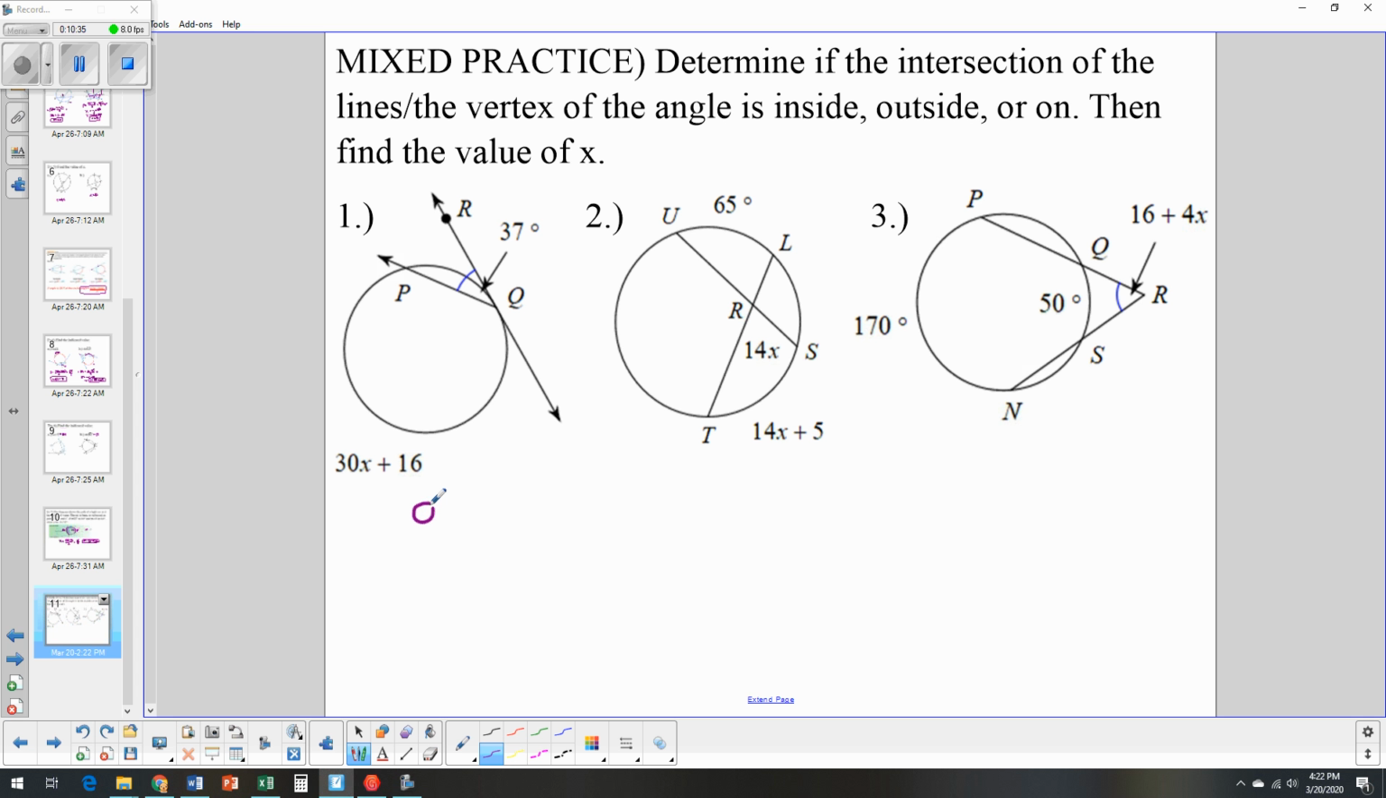All right, 1 was on, and we got x is 9. 2 was in, and we got x is 5. And 3 was out, and we got x is 11.